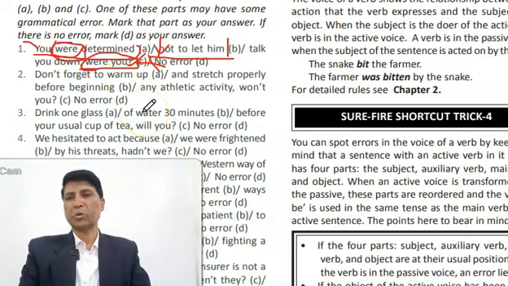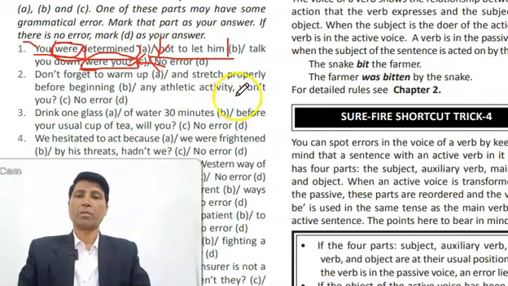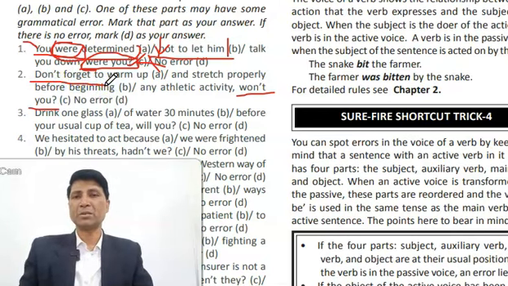Now moving on to question number 2. It reads, don't forget to warm up and stretch properly before beginning any athletic activity. Won't you? So I think you must have understood this part is wrong. Won't you is wrong. Why? Because the given statement, don't forget, is an imperative sentence which is negative, and we have read it, that if an imperative sentence is negative, its tag must be positive. So in place of won't you, it should be will you.